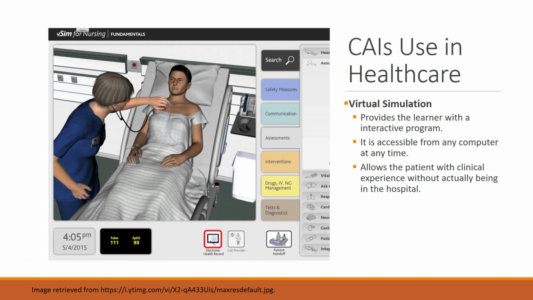As you can see in the picture, it talks about safety measures, communication, assessments, interventions, medications, and testing diagnostics. So it's really like you're in the clinical setting. And then at the end of the simulation, it will go over things that you did well and areas that you can improve on to benefit your learning. So all of these CAIs are available at any time and are available with the use of any computer.